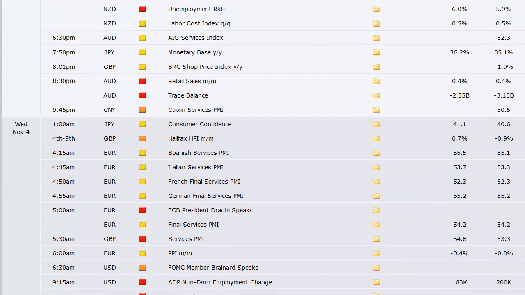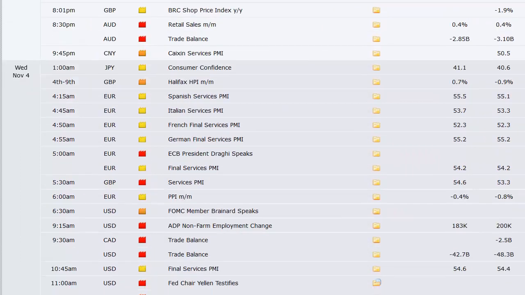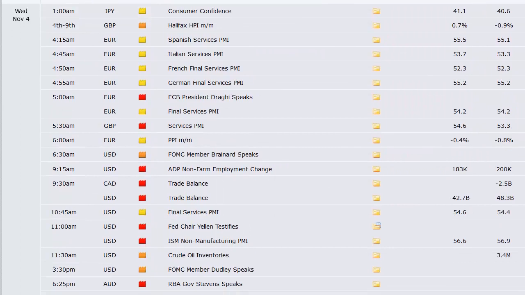Japan, going into Wednesday, has their consumer confidence number at 1 a.m. Eastern time. Europe has got a variety of services PMI data: Spain, Italy, France, Germany, then the broad European one, and then the UK. I feel like these are really organized now, straight down the list.